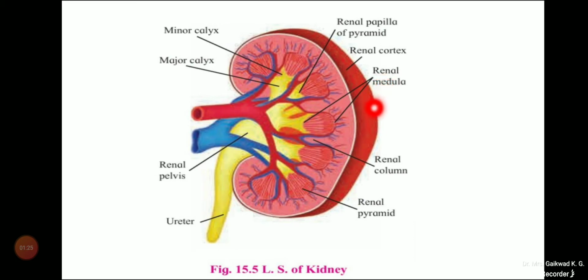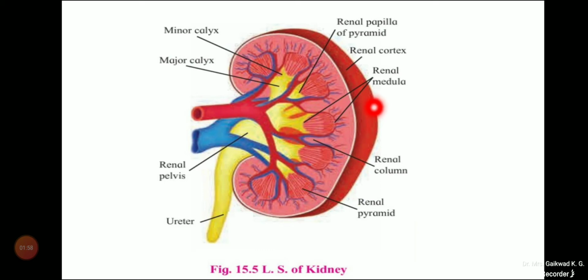Then we move to the next, that is the middle layer. The middle layer is the mass of fatty tissue, which is called the adipose capsule. So the middle layer which covers the kidney is called the adipose capsule. What is the function of the adipose capsule? The function of the adipose capsule is to protect the kidney from shock. That's why the adipose capsule acts as a shock absorber.